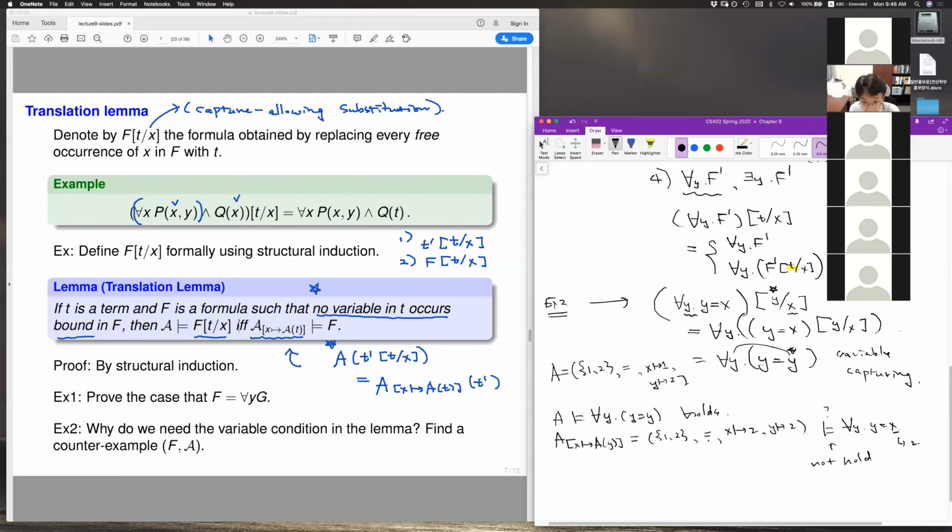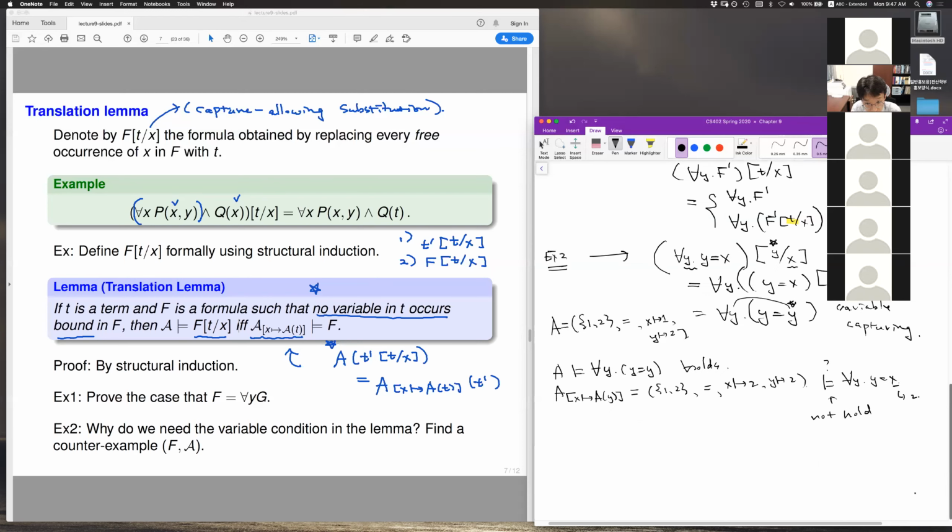So the point I'm making here is that something strange happens because y, the term that we use as a replacement of x, contains a variable which will be bound by the quantification. That's not an intended usage of substitution. If we use this unintended substitution, then this translation lemma will fail. Other things may fail too, but one particular failure that we can observe is the failure of this translation lemma.